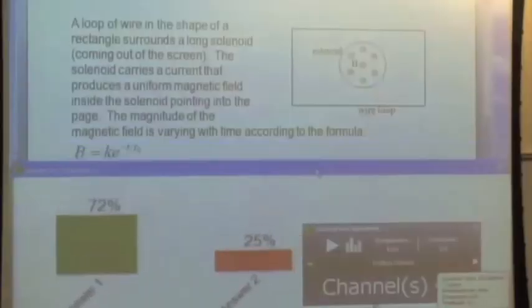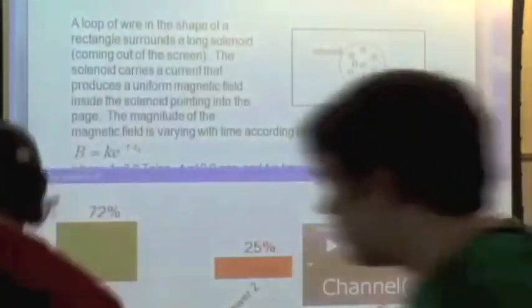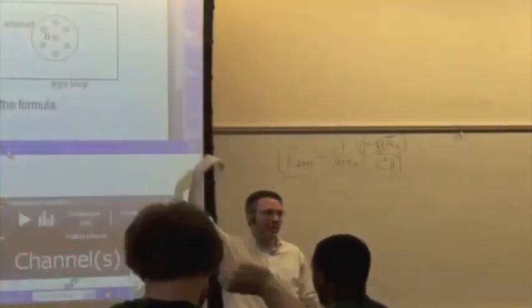Yeah, clockwise I think is correct. The field's in, and the magnitude's doing what? Decreasing. So delta B is out, negative delta B is in, and you curl your fingers around.